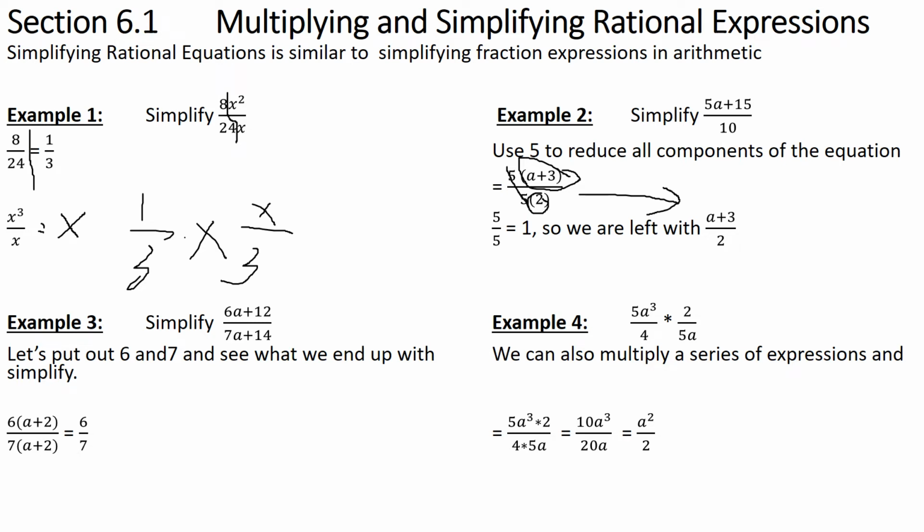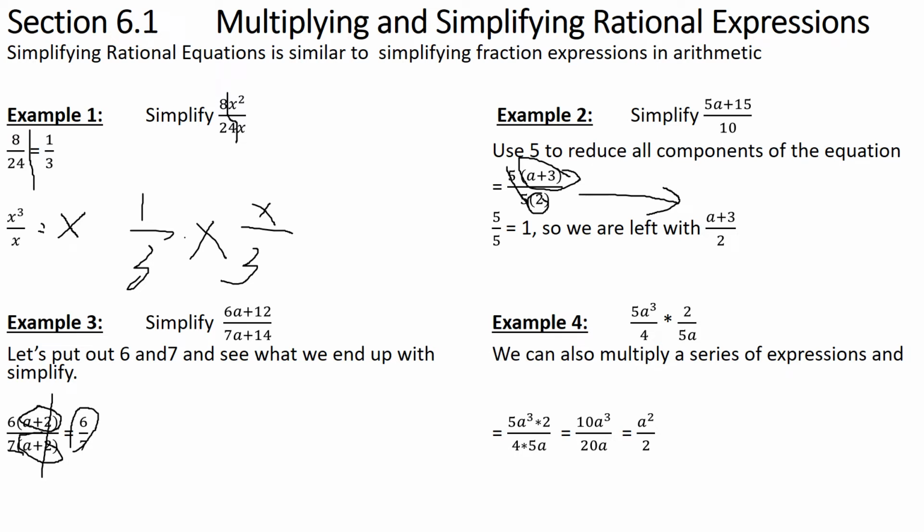Example 3, 6a plus 12 over 7a plus 14. It looks more complicated, but in the numerator I can pull a 6 out of that 6a plus 12, and that leaves a plus 2 in the numerator. And then pull a 7 out in the denominator, and 7 out of 7a plus 14 leaves a plus 2 again. A plus 2 over a plus 2 is the same as 1 over 1. Anything over itself is always 1. All I am left with is 6 over 7.